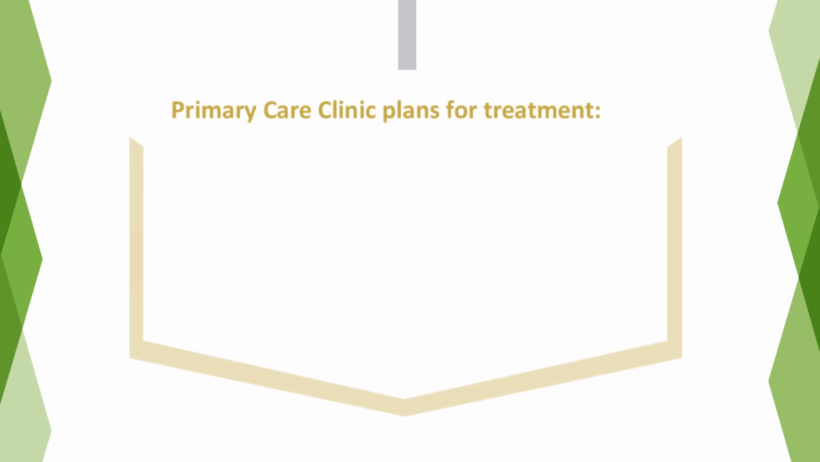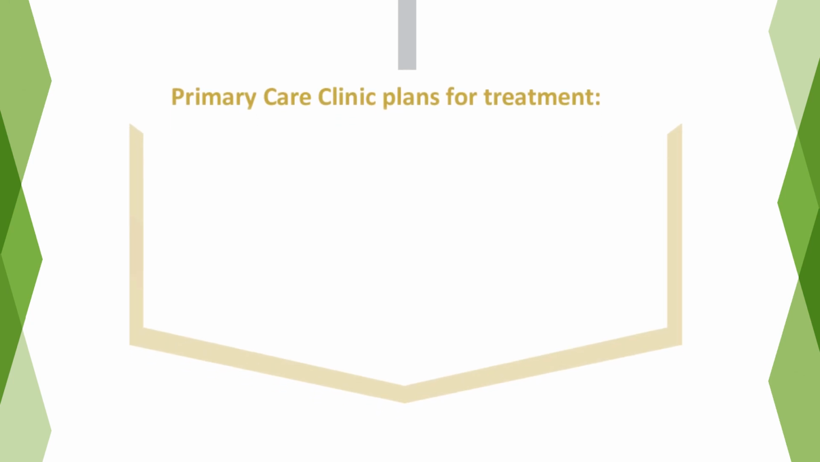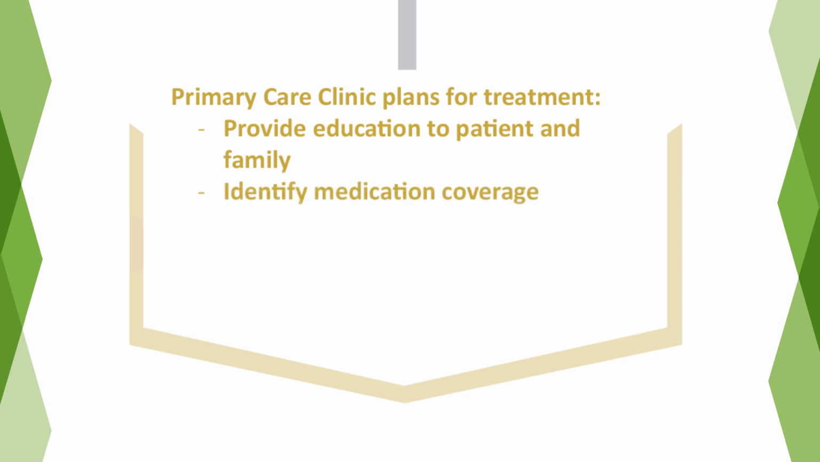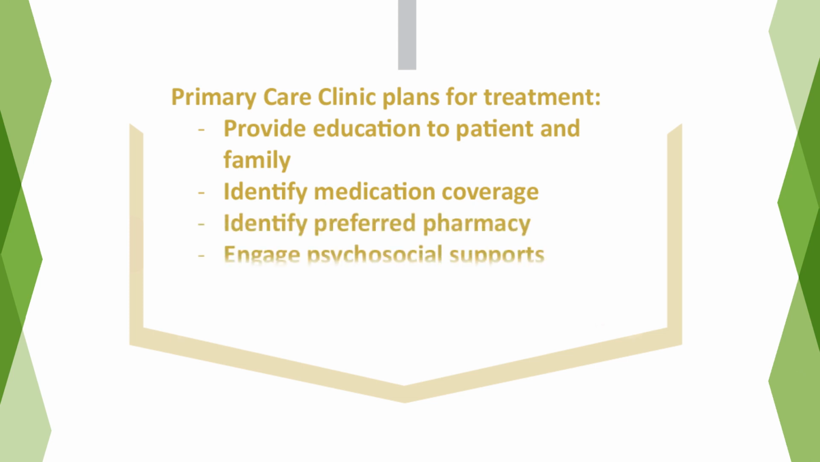When you and your patient have made the decision to begin treatment with Suboxone, it is important to ensure that we do all we can to set patients up for success. When planning for treatment, consider using the following interventions: providing education to the patient and their family or other supports. Identify medication coverage or assist in obtaining coverage if needed. Identify the patient's preferred pharmacy and connect with pharmacy staff. Engage psychosocial supports, such as addiction or mental health practitioners, if desired.